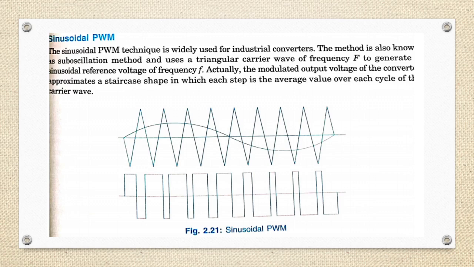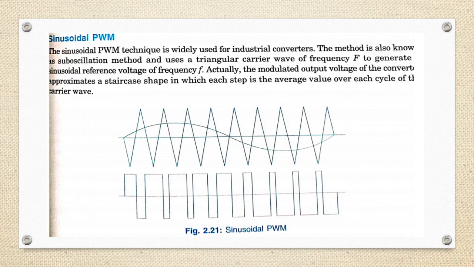In this figure it shows the operation of sine PWM for P equal to F by f, that is 9. P is nothing but the pulse number here. So the pulse number is 9 here with small m equal to 0.5. Modulation is said to be in the linear range if m lies between 0 and 1.